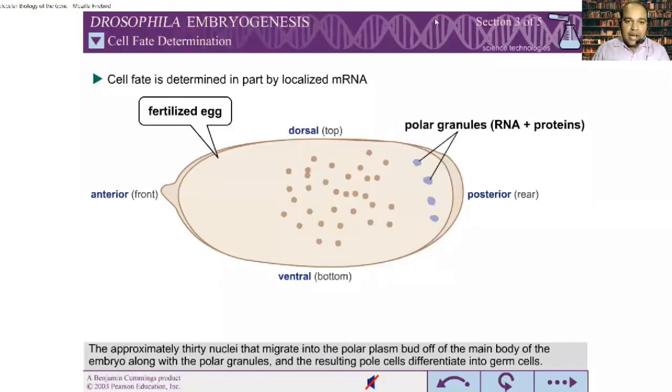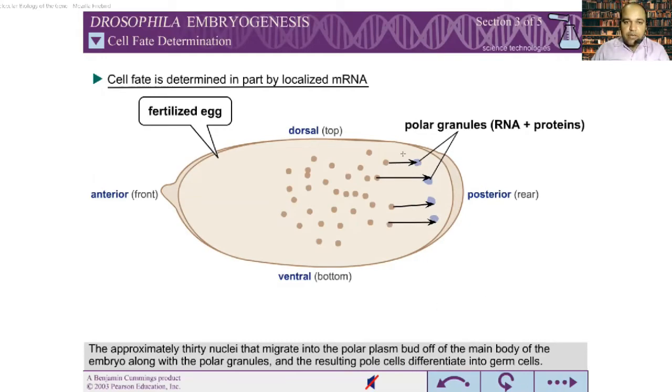So as you know, the cell fate is always determined by the localized mRNA molecules that are present. Okay, so cell fate is determined by the localized mRNA molecules. You can find this is the fertilized egg. The nuclei that migrated towards the posterior side will get transformed into the germ-line cells.